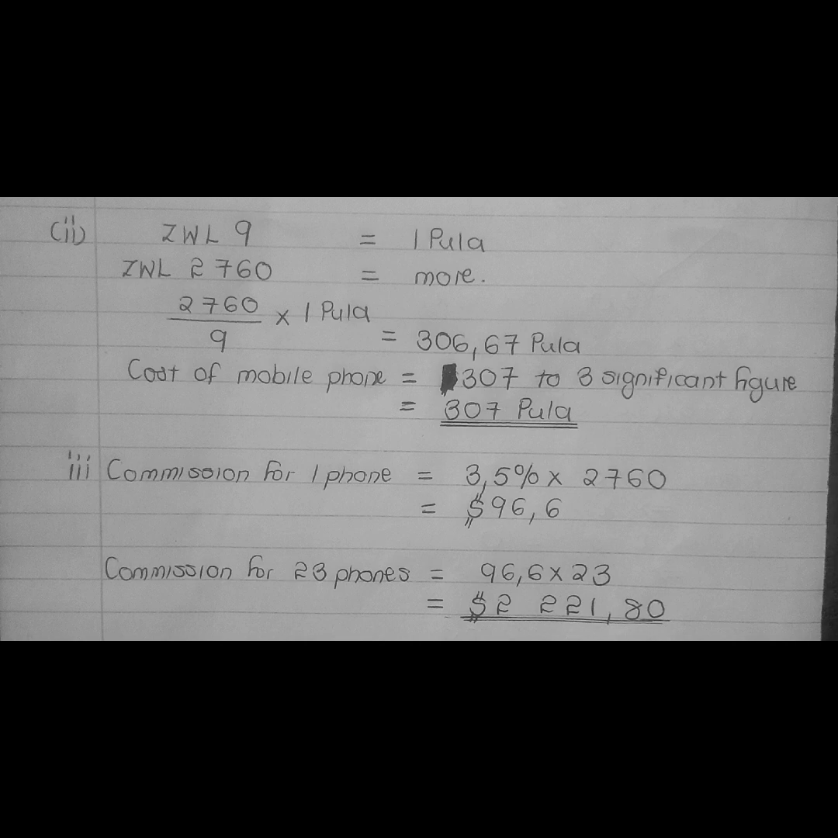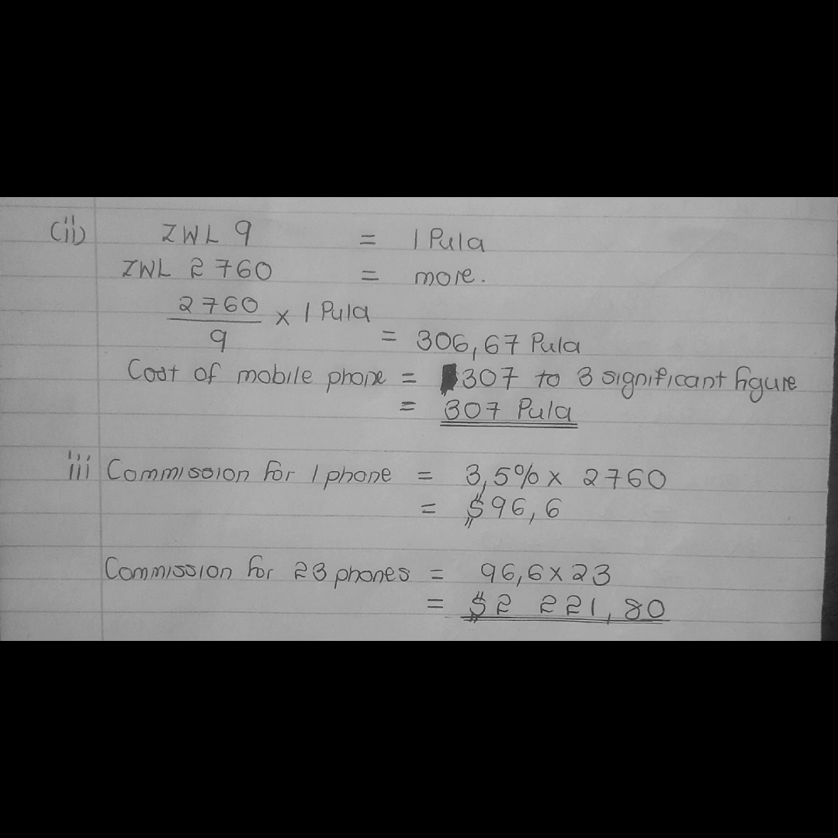And then part 3: a salesperson is paid 3.5% commission for each same model of mobile phone sold. Calculate the total commission the salesperson gets when 23 such mobile phones are sold. So first we need to calculate the commission for one phone. We say 3.5% times 2,760. We are going to get our final answer, $96.6. This is the commission for one phone.